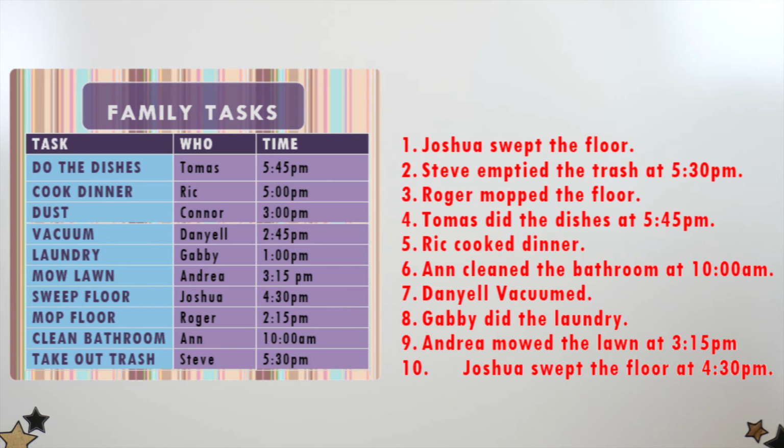Number 6, Anne cleaned the bathroom at 10 a.m. Number 7, Danielle vacuumed. Number 8, Gabby did the laundry. Number 9, Andrea mowed the lawn at 3:15 p.m. Number 10, Joshua swept the floor at 4:30 p.m.